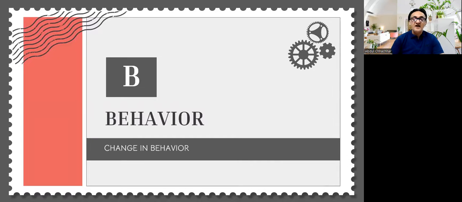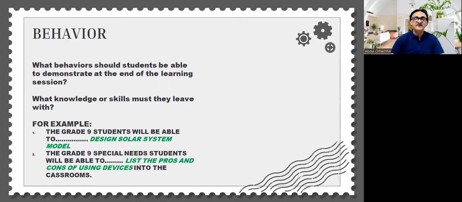Second, behavior. What behavior are you going to change, or what behaviors are you expecting that, at the end of the session, they have to demonstrate? What knowledge or skills must they leave with? When you finish your sessions, what have they learned and what are you expecting them to be able to do? It should be very precise, concise, and measurable. For example, if you are just writing "to understand" or "to know", understanding is not measurable; it's quite extensive.